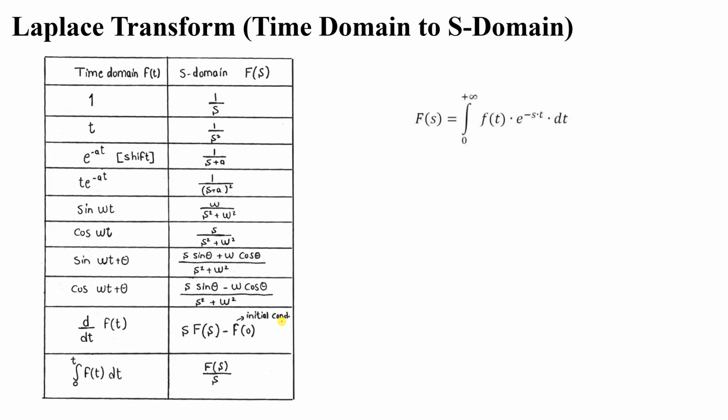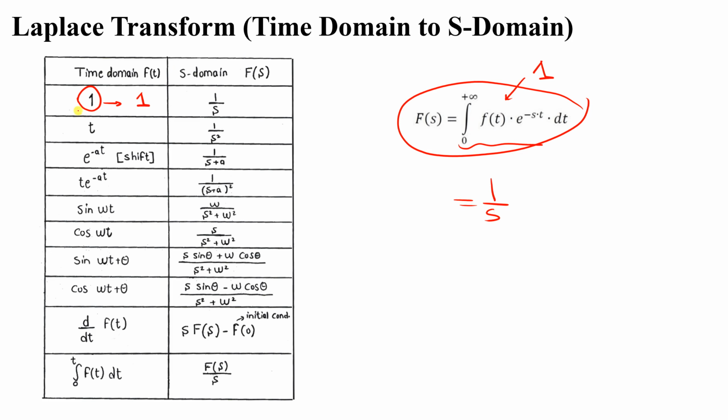Now how can I convert this? By using this transformation: F(s) equals the integration from 0 to infinity of f(t) e to the power negative st dt, the extension of the Fourier transform. Let's say I have a DC input signal of 1, or a step function of 1, that is the function in the time domain. If you substitute it here, 1, you will get in the S domain, this solution will give us 1 over s.